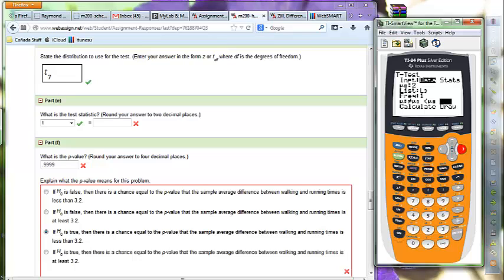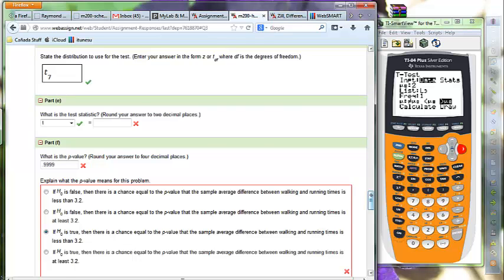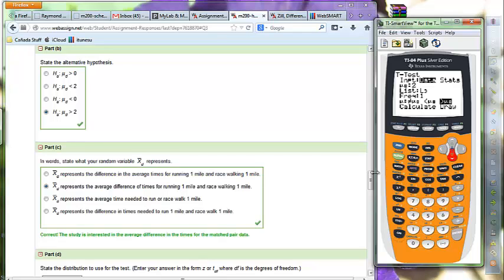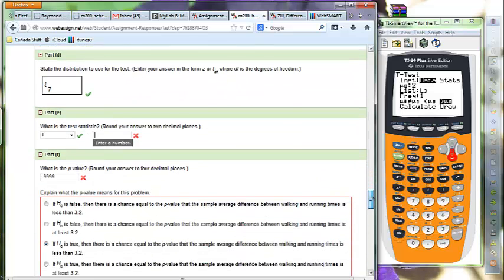And here's the other important piece of information. We found that our alternative hypothesis is mu sub d is bigger than 2, so bigger than mu sub 0, which is equal to 2 there. Bigger than 2 is our setup. So let's ask it to calculate.